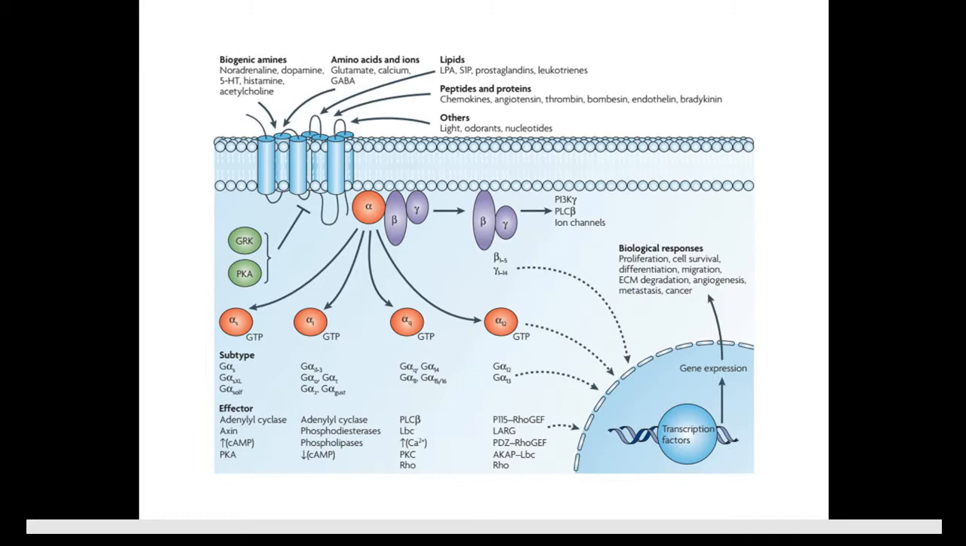Other things may be activated by light, by nucleotides, or by odorants. These are the signals for G protein-coupled receptors. Based on receptor activity and alpha subunit activity, the alpha subunit has four different types. These four different types cause different functions. It's a basic image.